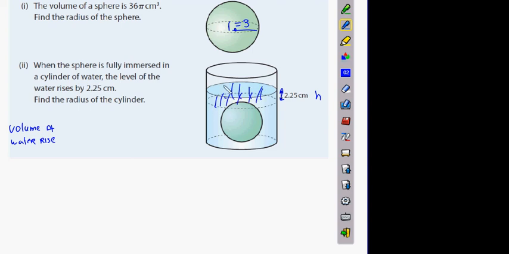It's like a coin, isn't it? A coin is technically a cylinder, so it's a cylinder. Okay? And what does that equal? The volume of the water rise equals what volume? Anybody know? Liam? The volume of the sphere.